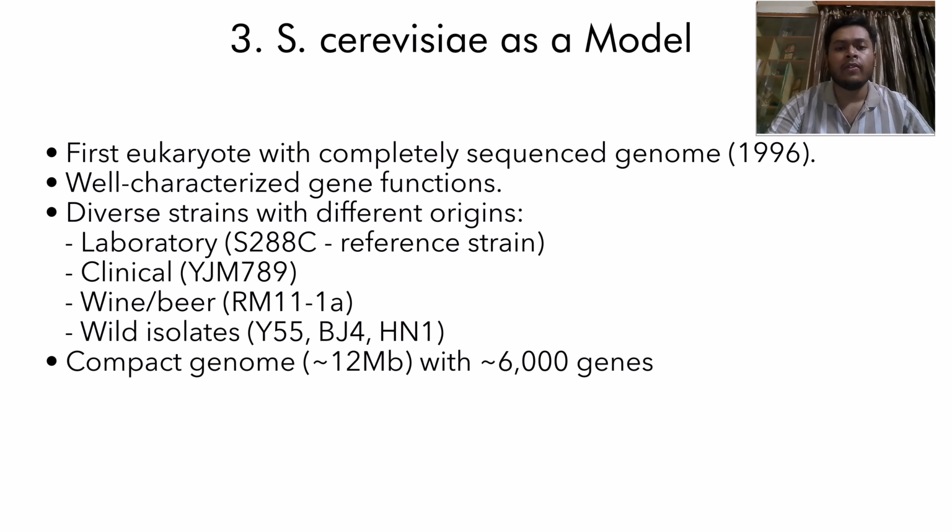Saccharomyces cerevisiae is an ideal model for this type of analysis for several reasons. It has a compact genome with relatively few introns, making gene prediction more straightforward compared to many other eukaryotes. There are diverse strains available with different origins, including laboratory strains like S288C, which is our reference strain, clinical isolates like YGM789, wine strains like RM111A, and wild isolates like Y55, BJ4, and HN1.